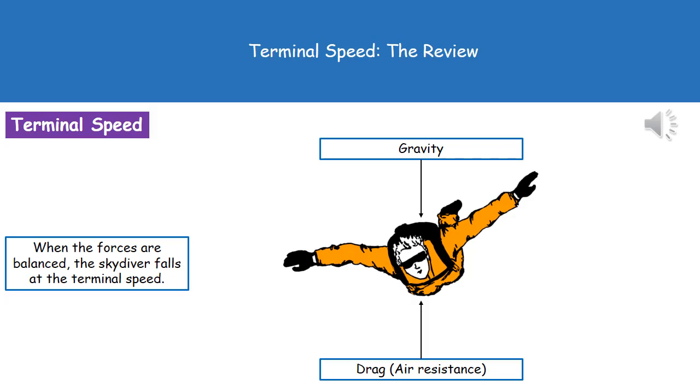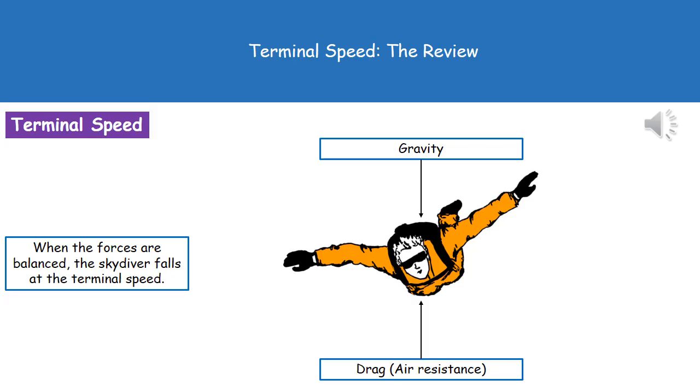Now the most likely question they're going to ask you is either about just a regular diver diving into a pool or a skydiver. So if we look at our diagram of our skydive, there are two forces that we need to concern ourselves with. First one is gravity, which always acts down towards the centre of the earth, and the second one is the drag or the air resistance, which always acts in the opposite direction to the movement.